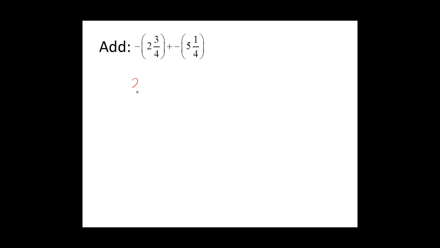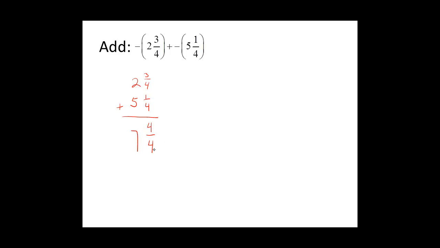So let's add our fractions together first. We're adding the absolute values of our mixed numbers. So we'll add our fraction parts together first, 3/4 plus 1/4. The denominators are the same, so we add the numerators. 3 plus 1 is 4, and keep the denominator. 2 plus 5 is 7.